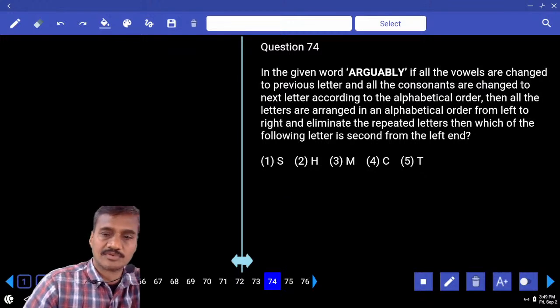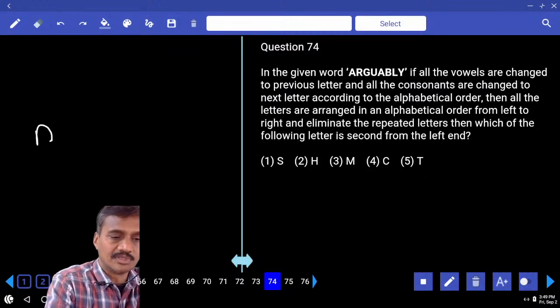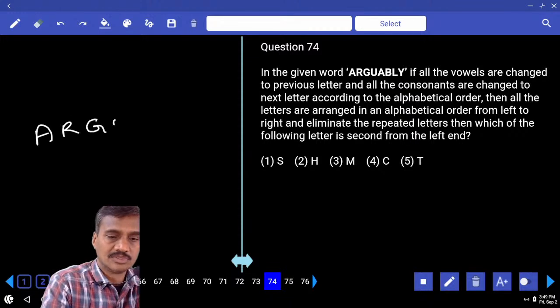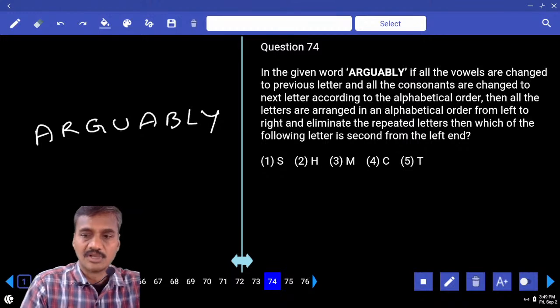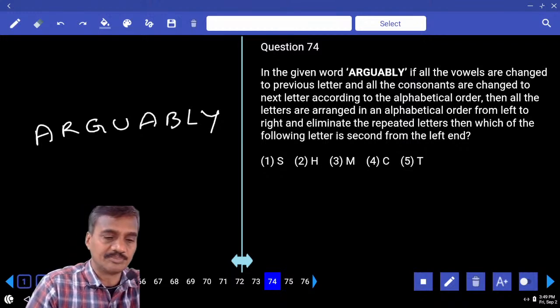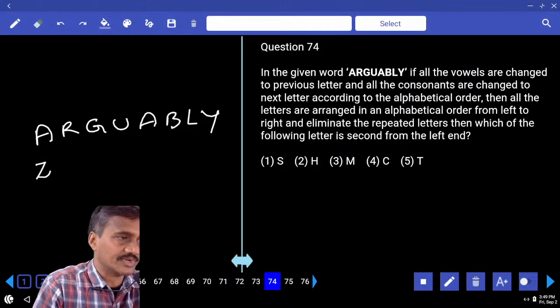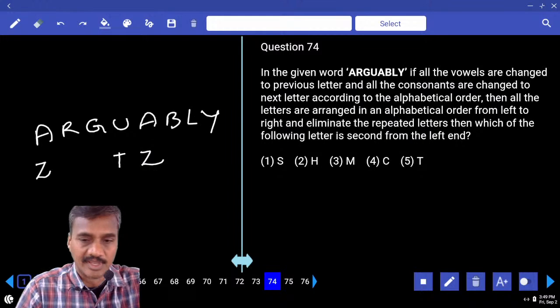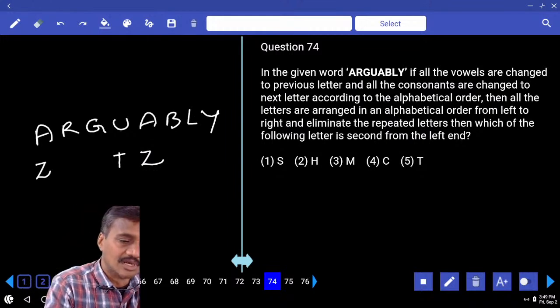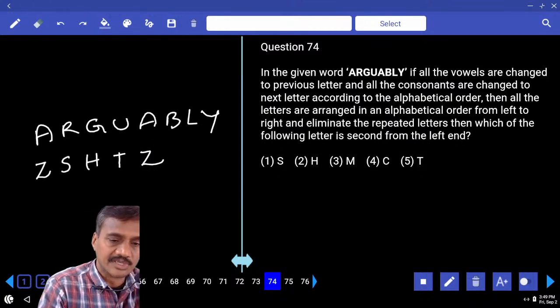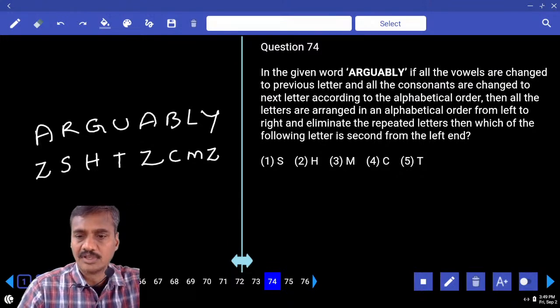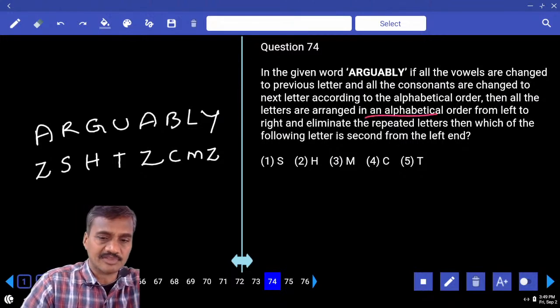And 74. Now what is the word we have? ARGUABLV. Then in this word, all the vowels are changed to the previous letter. That means A minus 1 is Z, U minus 1 is T, A minus 1 is Z. And consonants are changed to the next letter: RS, GH, BC, LM, YZ. Then all the letters are arranged in alphabetical order from left to right. And eliminate the repeated letters.